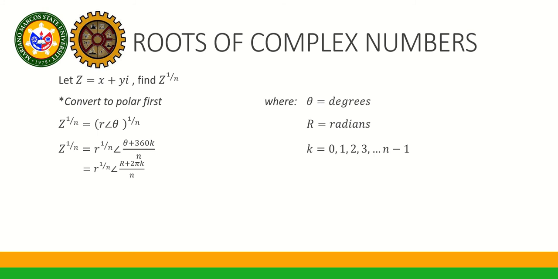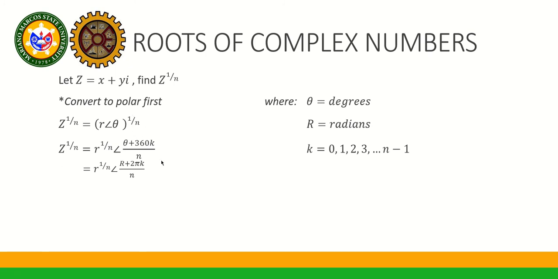So the first thing we should do is to convert our complex number in rectangular form to polar form first. So, for example, we are going to find z raised to 1 over n. We converted this rectangular form into polar form, and then we also raise it to 1 over n.